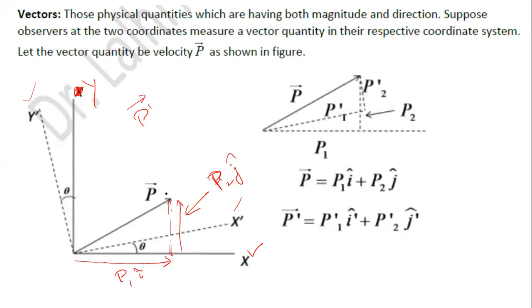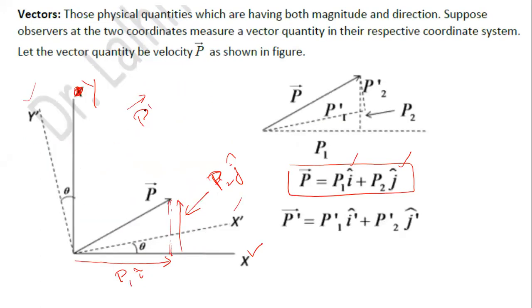So you can resolve this p vector into two components: the component along the i cap direction in the unprime coordinate, p1 i cap, and the component along the j cap direction, p2 j cap. Therefore you can write your vector p as p1 i cap plus p2 j cap. Right. Now you measure the same physical quantity in these prime coordinates.